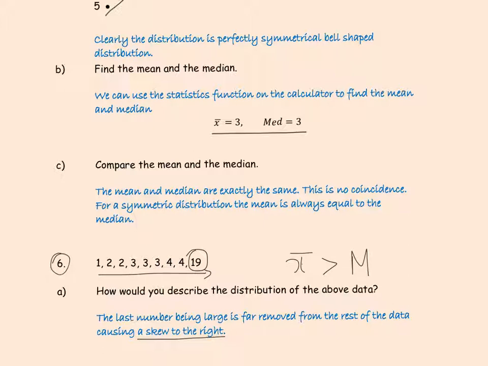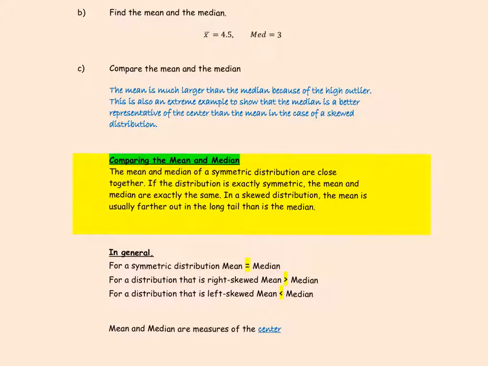So let's see what the calculations show. Just as we guessed, the mean is greater than the median. The mean is 4.5, whereas the median is 3. So for a perfectly symmetrical distribution, the mean is equal to the median. If the distribution has a skew to the right, then the mean gets pulled to the right, which means the median gets smaller than the mean, or the mean is larger than the median.